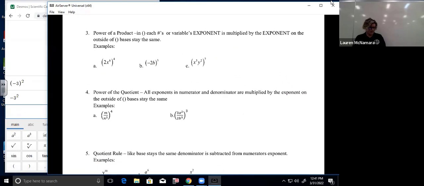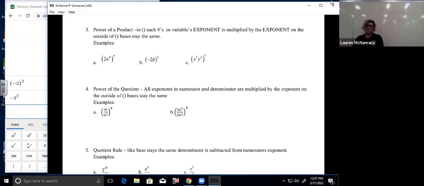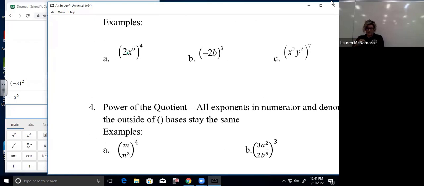All right, let's look at our next rule, power of a product. Now I have more than one thing going on in my parentheses, meaning that it's either multiplication or division. In this case, it's multiplication because it's power of a product. So I've got multiplication. Well, since I have multiplication, I would have 2 times x to the 6th 4 times. So if I write that out, 2x to the 6th times 2x to the 6th times 2x to the 6th times 2x to the 6th.